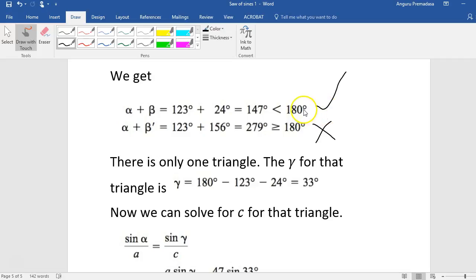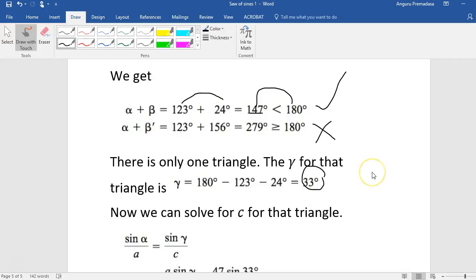And for that one triangle, we can find gamma just like we did in the previous case, because we know two of the angles, alpha and beta. So you add them together, 123 plus 24, which is 147. You subtract 147 from 180, and you get 33, and that is your gamma. So gamma is 33 for the triangle.